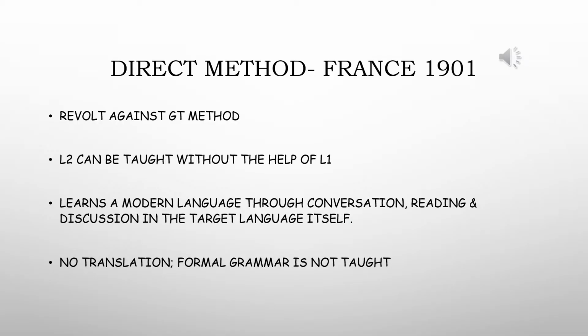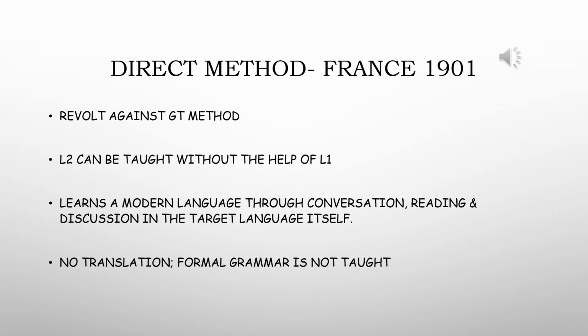Let us now see what is meant by the direct method of ELT. Language teachers of the 19th century felt for several reasons that the old GT method was inadequate to develop communicative ability in the learners. Hence, as a revolt against GT method, the direct method evolved in France in 1901. These reformers thought that L2 or the target language can be taught without the help of L1, that is the mother tongue.